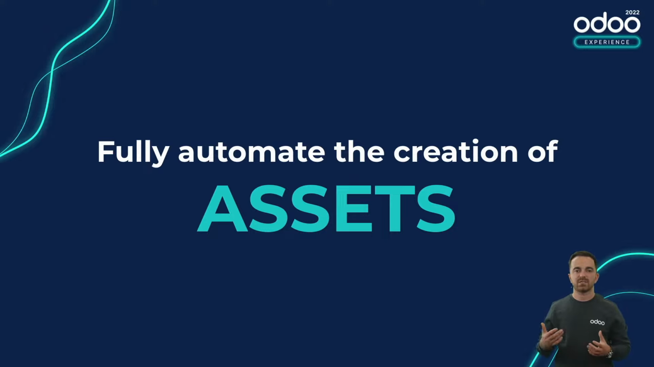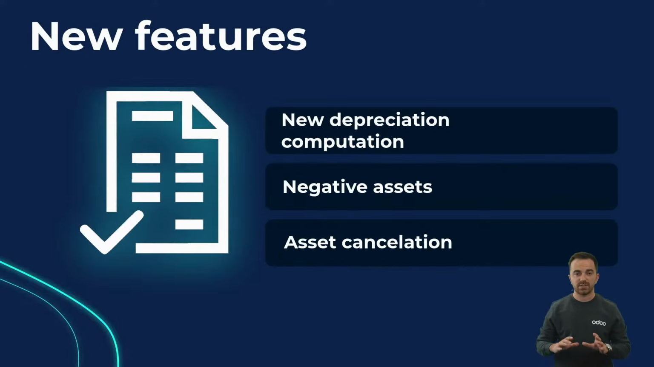So in Odoo, the asset models work in a very similar way to the deferred expense models that we saw earlier. But additionally, we have a brand new depreciation computation. We can create negative assets and we can cancel existing ones.